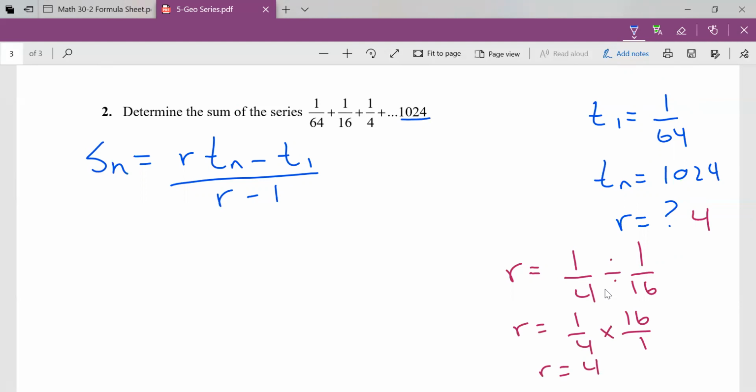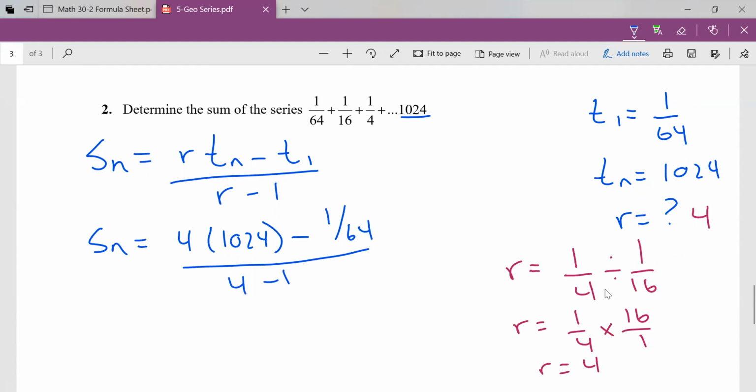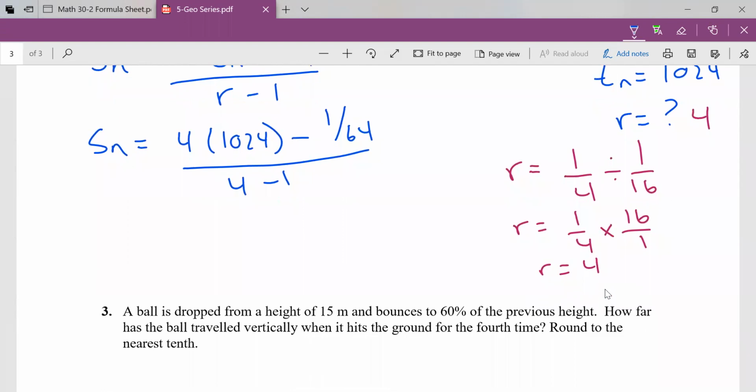So the sum of this series, Sn, r we just said was 4, Tn is 1,024 minus term 1 over r minus 1. And again, let's just simplify down a little bit before we start subbing all of this into our calculator. 4 times 1,024, what's that? 4,096, I believe. Hey, not bad. Minus 1 over 64 over 3.